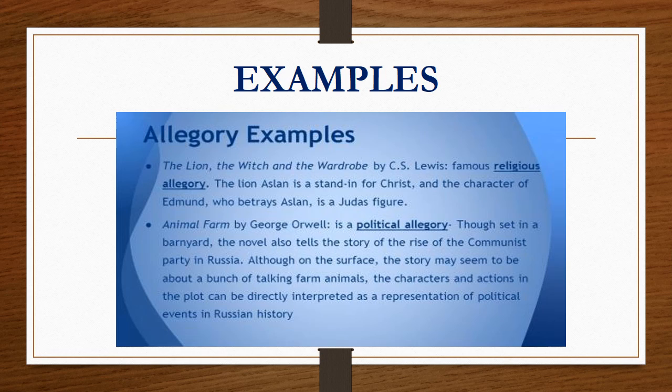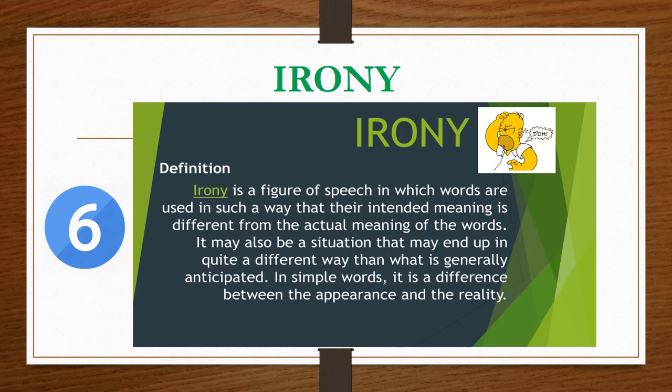Another example of allegory is The Lion, the Witch and the Wardrobe by C.S. Lewis, a famous religious allegory. The lion Aslan is a stand-in for Christ, and the character of Edmund, who betrays Aslan, is a Judas figure.